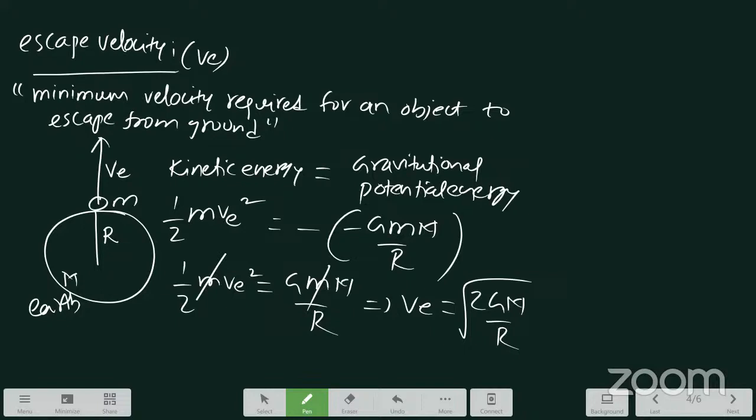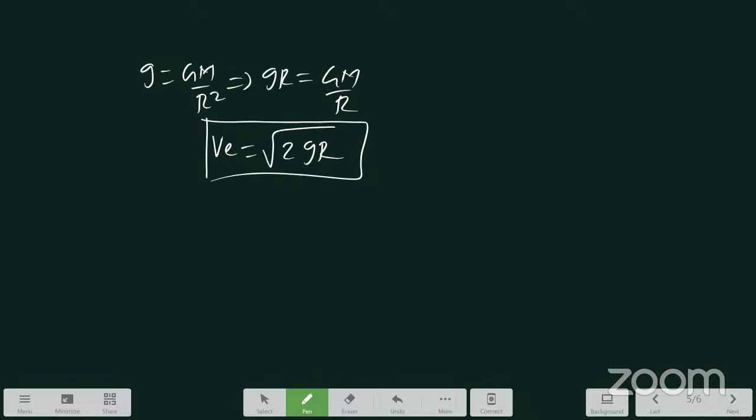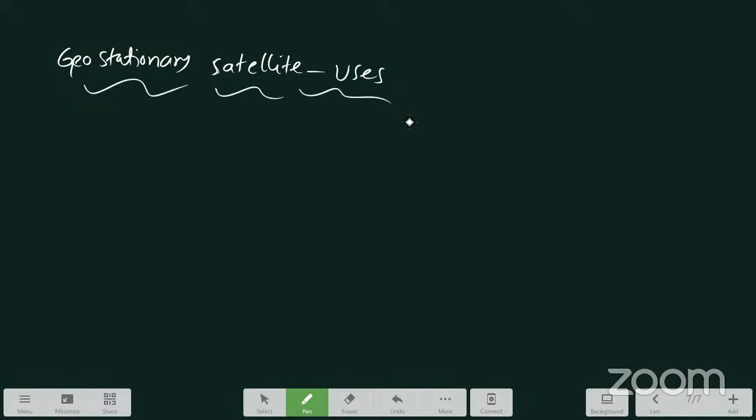easy. Geostationary satellite, its uses. What does geostationary satellite mean here? First, statement. This is question number 3. Geostationary satellite, its uses.